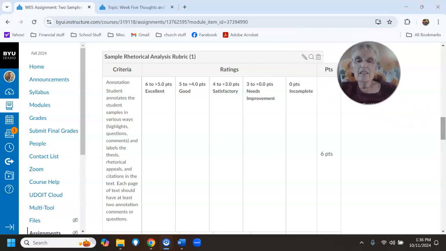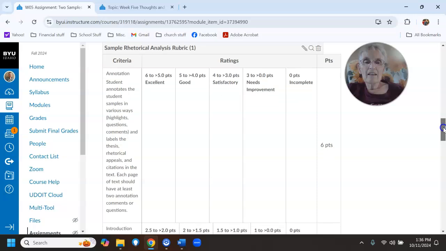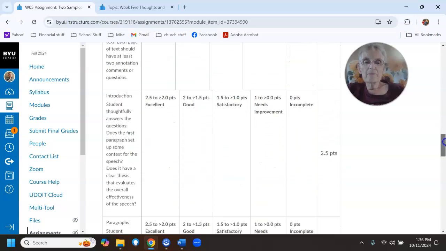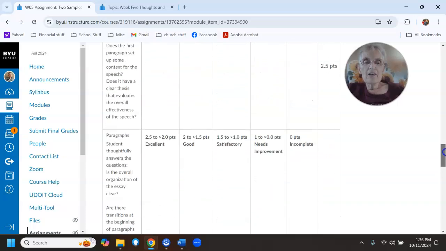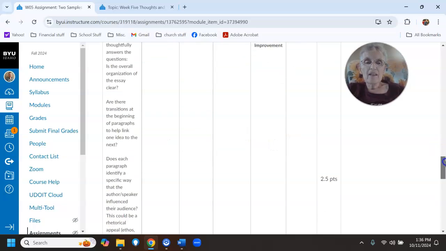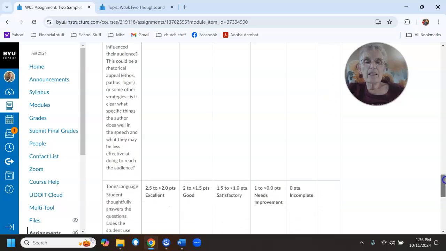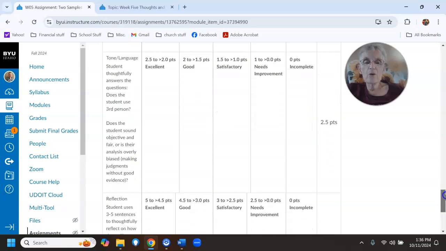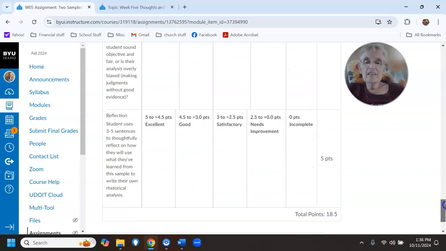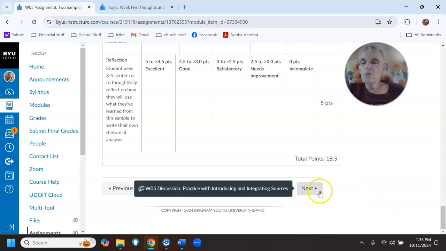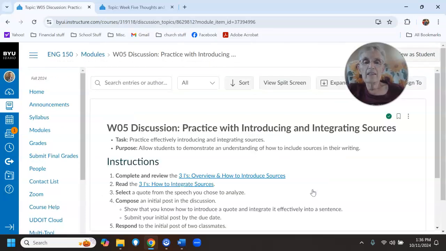And notice the rubric. You get 6 points for annotating the student samples, and you get points for answering the question, for paragraphs about the organization, transitions, a specific way that the author is speaking. We are going to look at all those things, and the tone and the language. Remember that these examples are what are giving you all of the characteristics of an essay that you should write. So try to pattern your ideas after them.